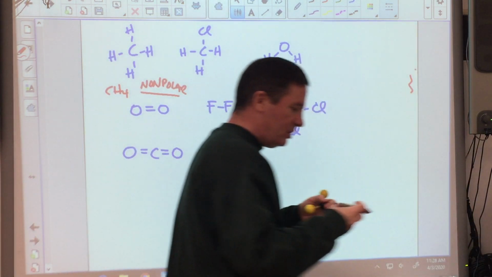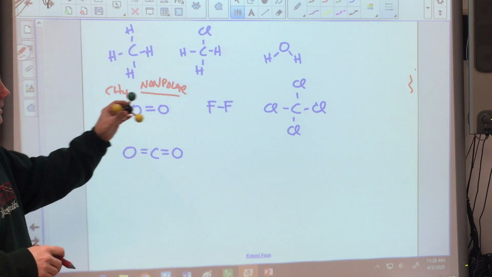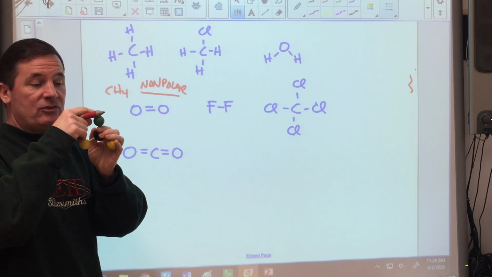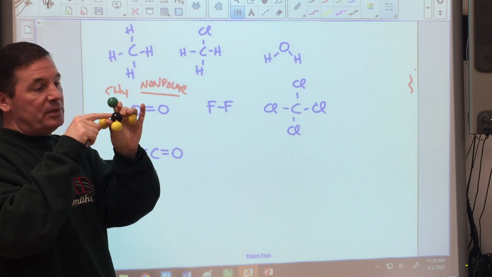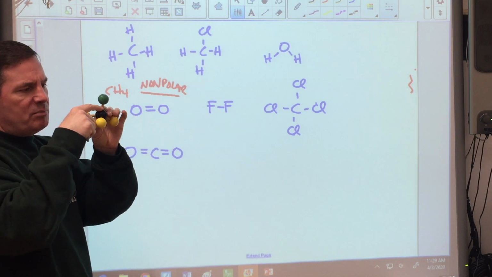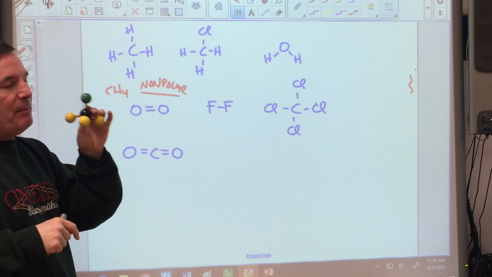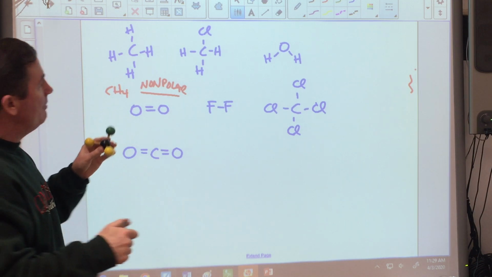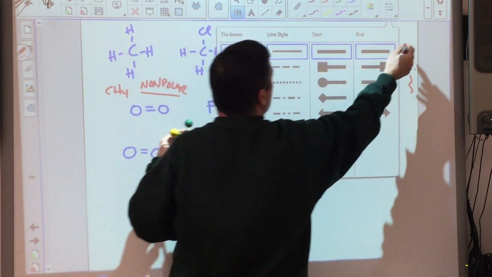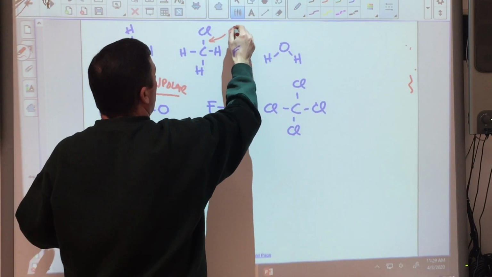How about if I substitute a chlorine? Chlorine is very electronegative. It pulls on the electrons much greater than the carbon does. So this bond right here, represented by that stick, this bond represents a polar bond. I'm going to make this even smaller. That's what we call a polar bond.